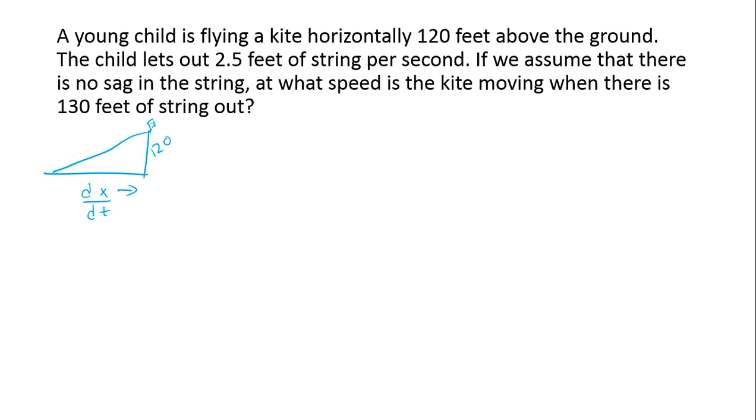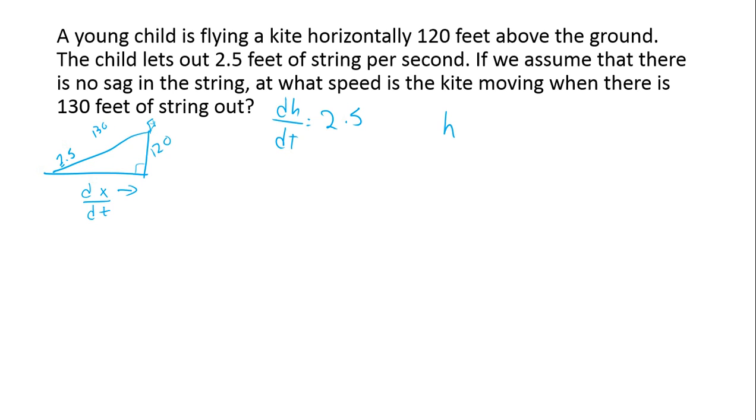But the parts that we do know is that this is 2.5. The string is being let out at 2.5, and we know that it's at 130 feet right now. Okay, and so this length right here, the hypotenuse of this right triangle, I'm going to say is h. So dh over dt is equal to 2.5, and then the h at this time is 130. And since we have a right triangle, let's use the Pythagorean theorem again.